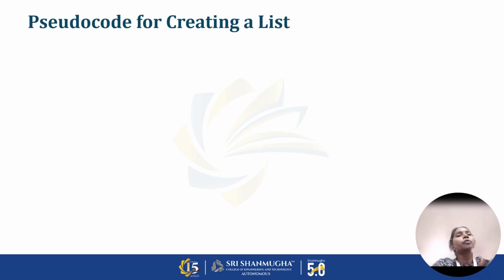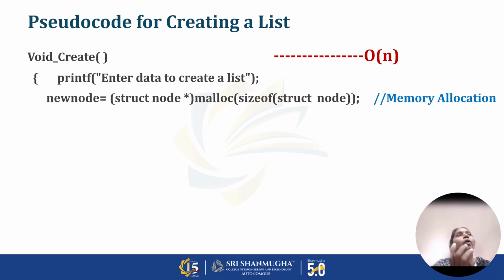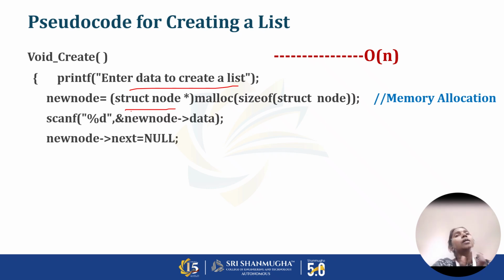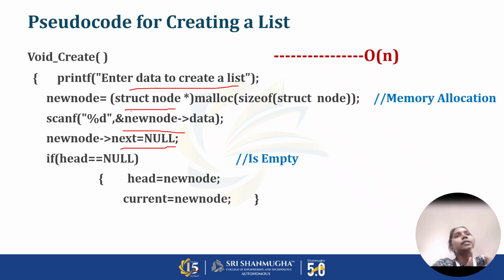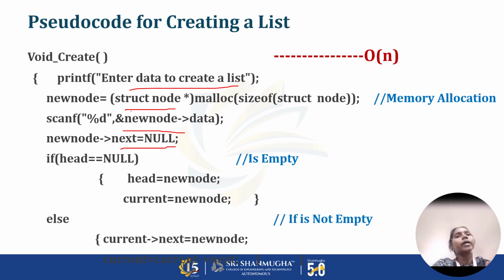Pseudocode for list creation. Void create: printf "enter" to create a list, and new node as a structure node, with malloc as memory allocation. We have initialized the memory allocation. Get the new node with scanf. Next node is null. If head is equal to null, then head is equal to new node, and current is also equal to new node. Else, current next is equal to new node, if the list is not empty.